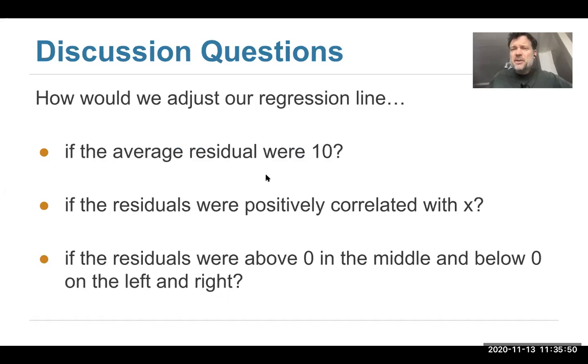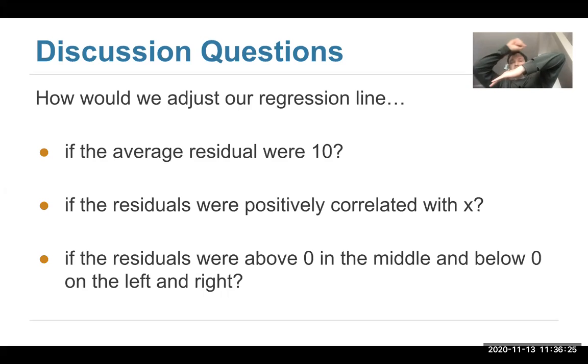So to help you get some intuition for why this is true, I got some discussion questions. So let's take the first one. Suppose that we came up with a candidate line. Maybe it's the best fit line, maybe it's not, but we have a candidate line and we computed the residuals and we found the average of the residuals was 10, plus 10 was positive. How would you adjust that line to get a better fit?